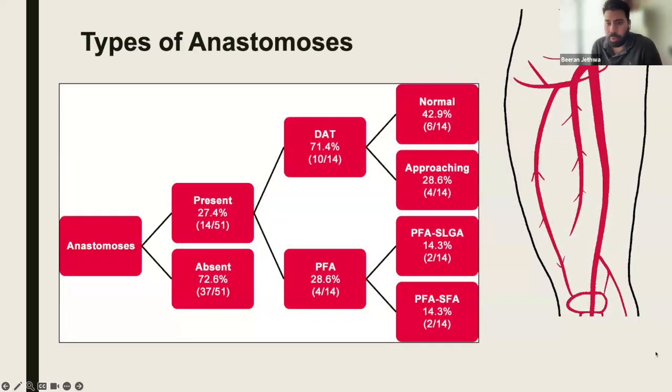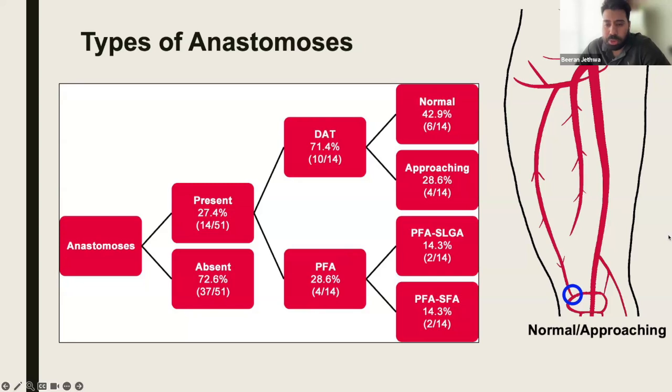So here we categorize what exactly we saw in these limbs, and I'm going to have this diagram on the side to illuminate that along the way. In 72% of the limbs in the study, no anastomosis was present. This is a vast contrast to what we've seen in previous articles. Thus, there'd be no collateral arterial connection between the proximal and distal region of the thigh. 14 limbs presented single anastomosis. Now we look at their specific types. 10 of the 14 were with the descending artery of the thigh, and 4 of them were from the deep femoral artery. So let me describe the descending artery ones first.